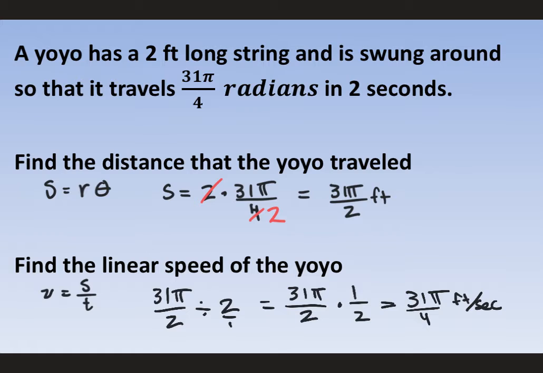Now, that number right there doesn't mean a lot to you. If you got pulled over by a cop and they said you were going 31 pi over 4 feet per second, you would say that's a crazy sounding statement.